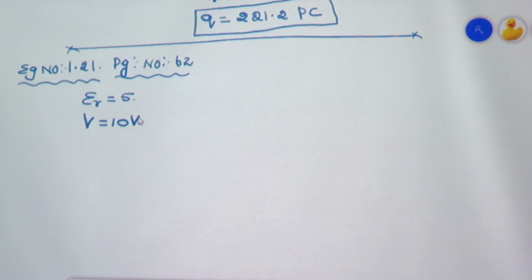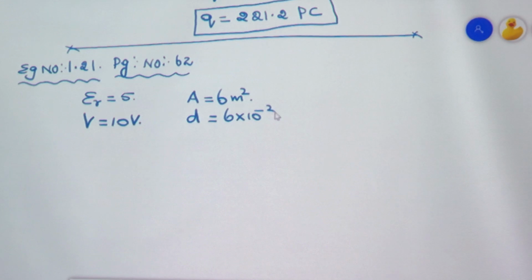The area of the parallel plate is 6 meter square. So the area of the plate, let us consider it as capital A, is given as 6 meter square. And the separation distance is 6 millimeter. Separation distance is represented as d, given as 6 millimeter, so I can write 6 into 10 power minus 3 meter.